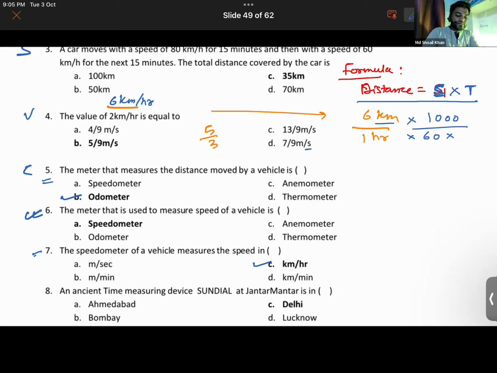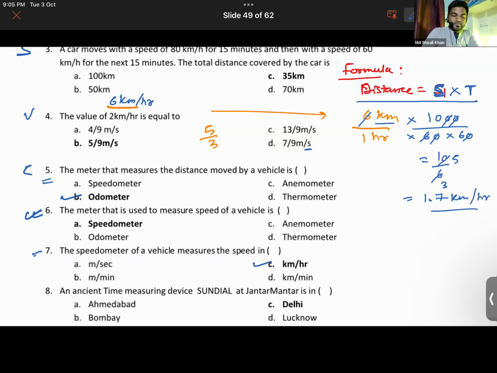Again, the answers are in second, so we again convert into second, thereby multiplying it again with 60. 6 and 6 get cancelled here, and you are left with 10 upon 6. As Chakrika said, that is 5 upon 3, or 1.68, or 1.7 kilometer per hour.